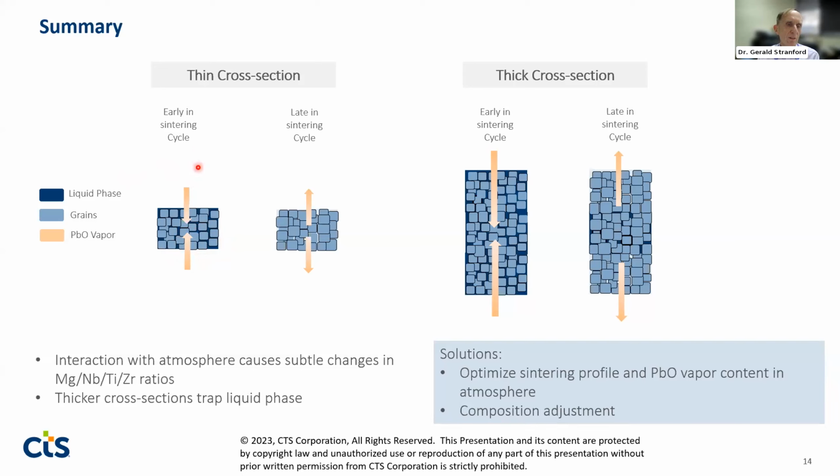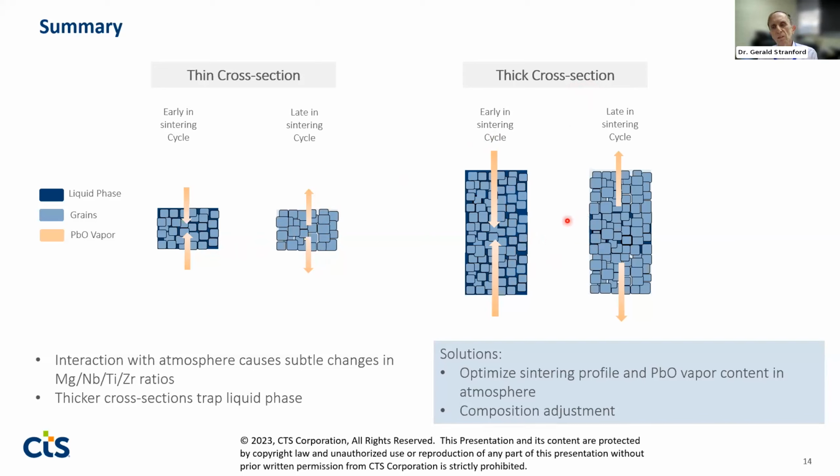So very early in the cycle, that lead oxide penetrates in and is able to assist with the densification as well as the texturing. Then late in the cycle, much of that PBO evaporates out. On the thin surface or thin cross-section pieces, I believe that almost all of it's coming out. Whereas in contrast, when we go to the thick cross-section, once again, early in the cycle, we probably get the PBO vapor penetrating deep into the material and condensing to help form that liquid phase.